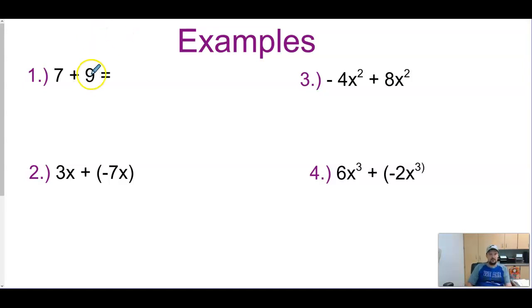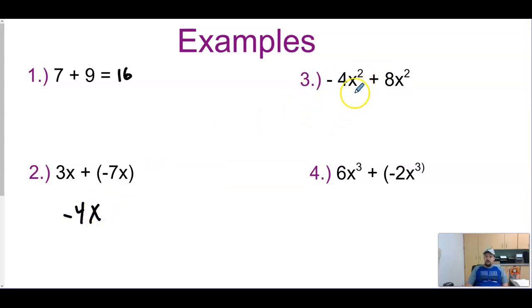Alright, so here are some examples. First off, 7 plus 9, these are like terms because they don't have a variable. And plain and simply, 7 plus 9 is just going to be 16. Okay, number 2, we have 2x plus negative 7x. Notice they both have an x to the first power, so they are like terms. So let's just add them together. 3 plus negative 7 is negative 4x.